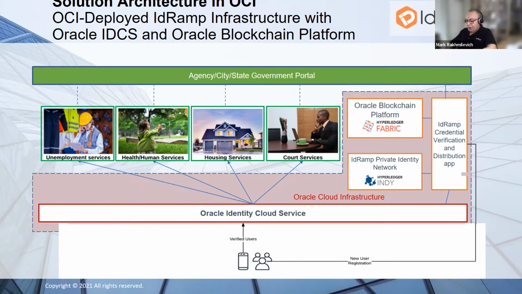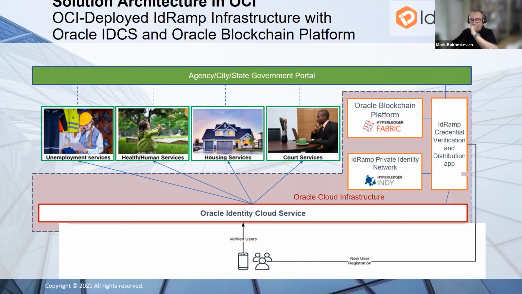In this particular case, we did not actually store credentials on the Oracle blockchain. The Oracle blockchain platform was used for all of the identifying documents to prove that you are the resident and that you're entitled to the services, right? And then the verification processes associated with those documents, audit trail, as Mike mentioned, and so on.